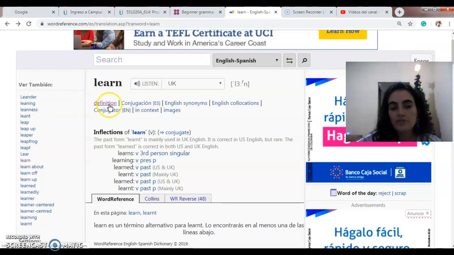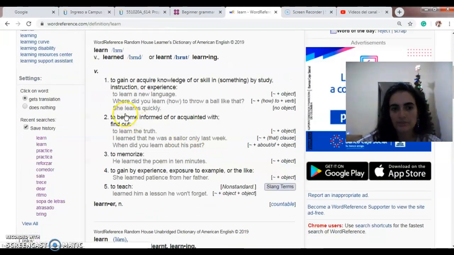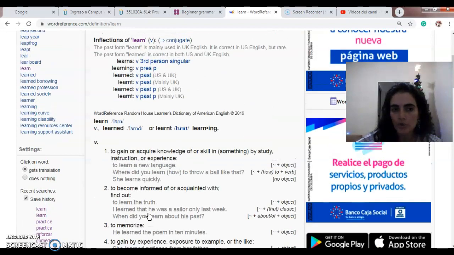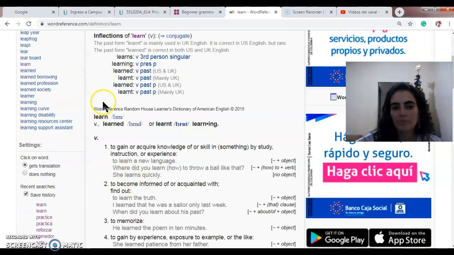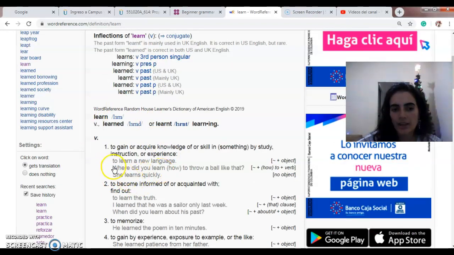When the student looks for the definition, the student can find examples and the definition. The definition, for example, for learn is to acquire knowledge of or skills by study, instruction, or experience, or for example, to memorize, or more definitions. In this dictionary, the student can find examples.